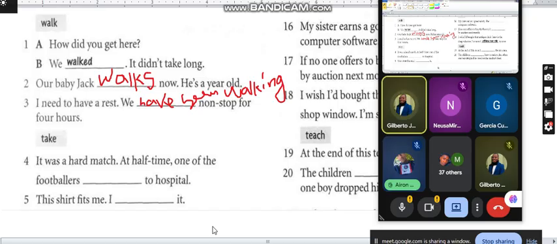Now, let's look at sentence number 4. What is our subject in sentence number 4? We have here: it was a hard match at halftime, one of the footballers. Our subject, is it singular or plural?